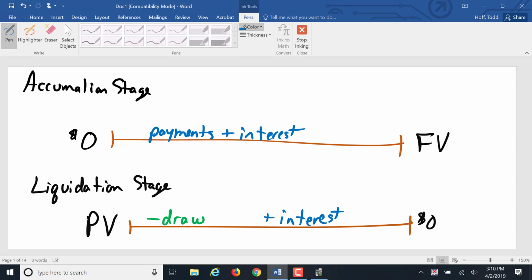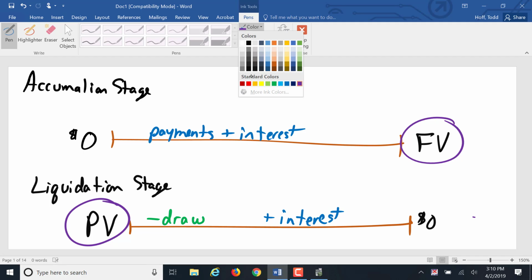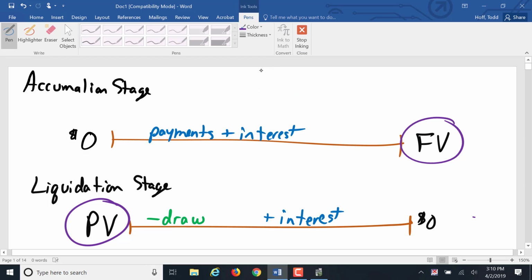Well, these two stages typically are not separate. They can be separate. You can pay into an investment and then take out that lump sum future value at the end and use it if you want to. And alternatively, you can pay in a large lump sum and draw it out as a liquidation if you want to. But oftentimes the two go together.